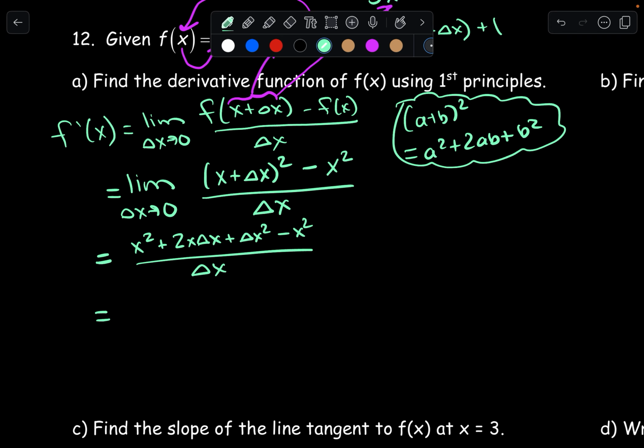All right, from here, oh my gosh, huge mistake, huge mistake. I forgot my limit. Always include the limit until we use direct substitution. All right, so I'll go ahead and include it down here.